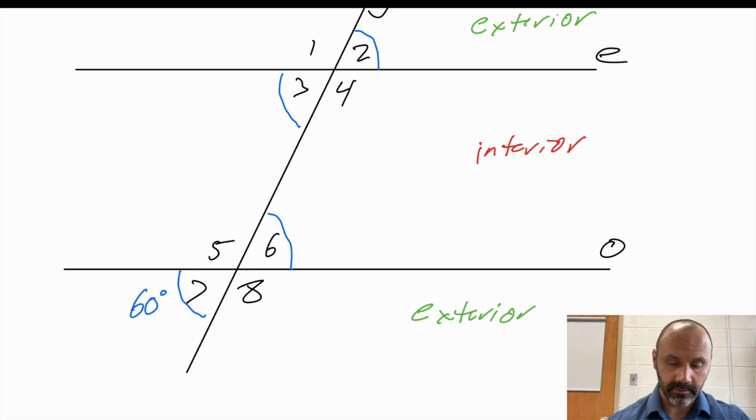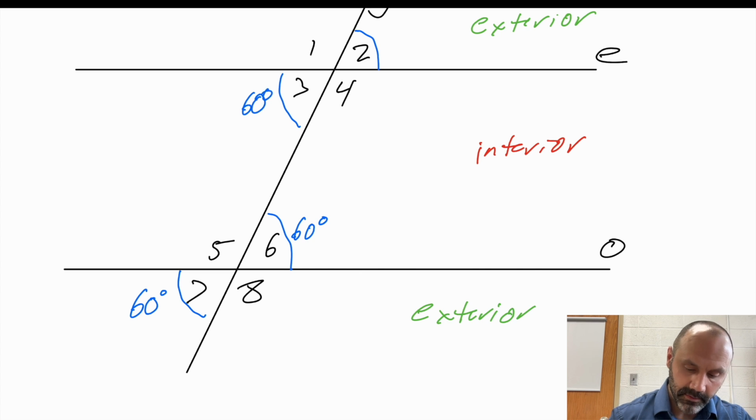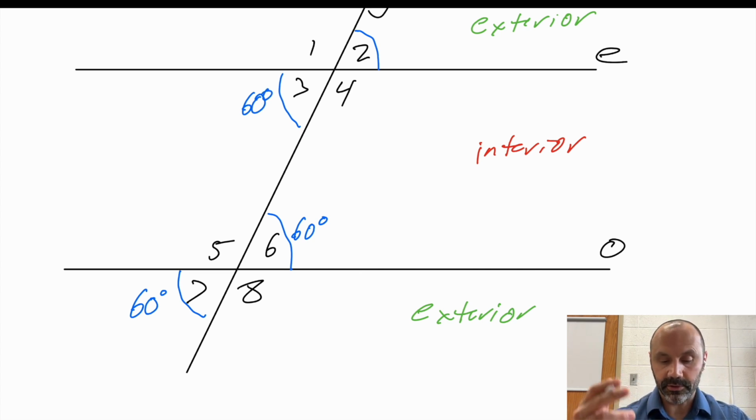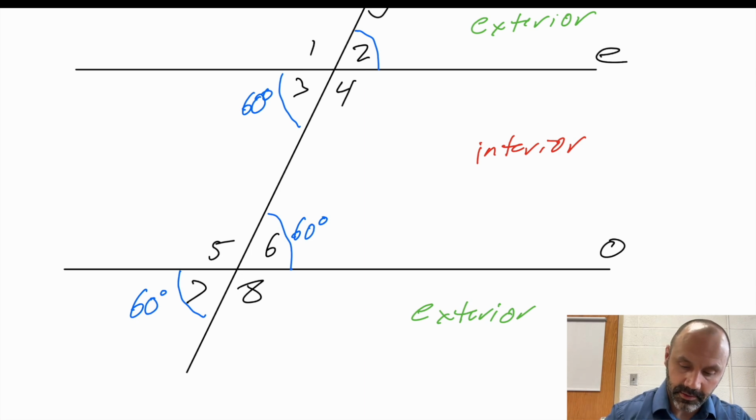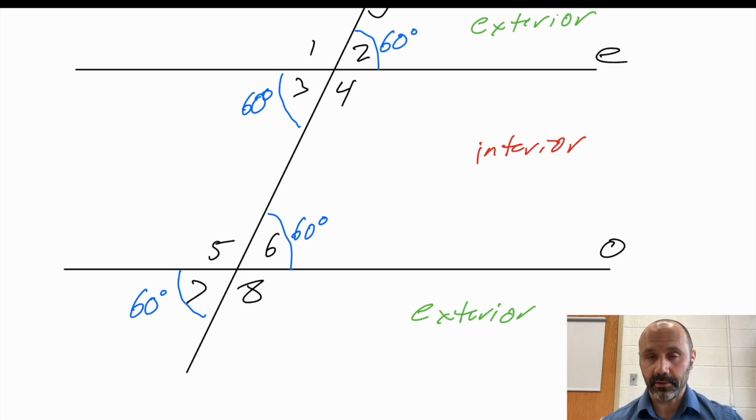Well, if you know the measure of angle 7, then you also know the measure of angle 6, angle 3, and angle 2. So this is 60 degrees. These are all congruent. 7 and 6 are vertical angles. 6 and 3 are alternate interior angles. Also, 3 and 7 are corresponding angles. And then 6 and 2 are corresponding angles. 2 and 7 are also alternate exterior angles. So those are all congruent.